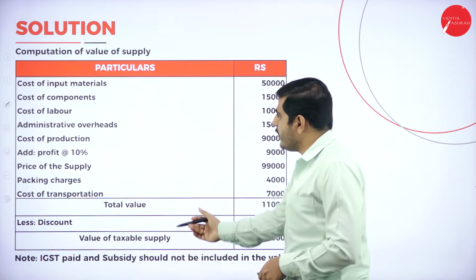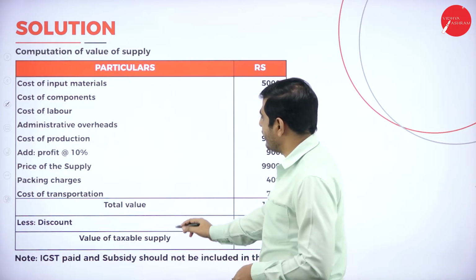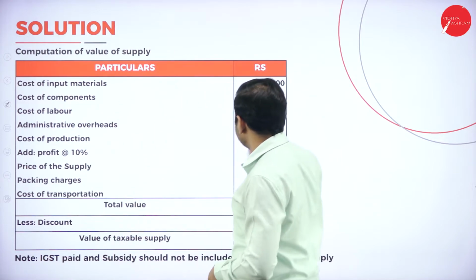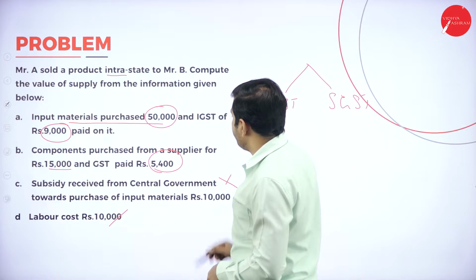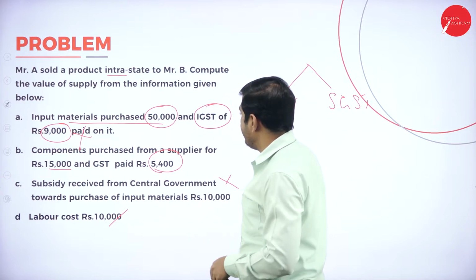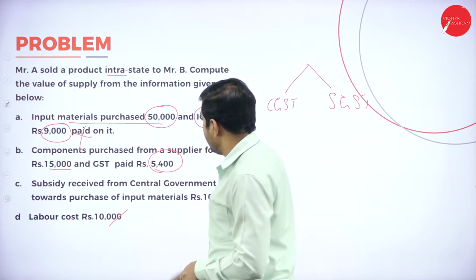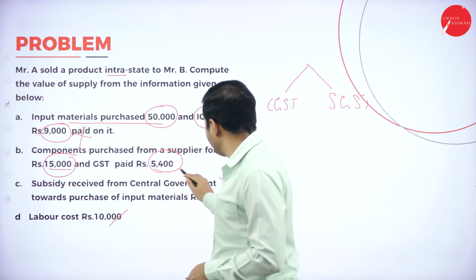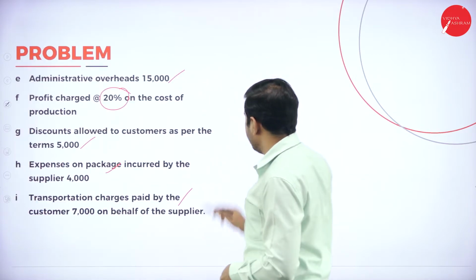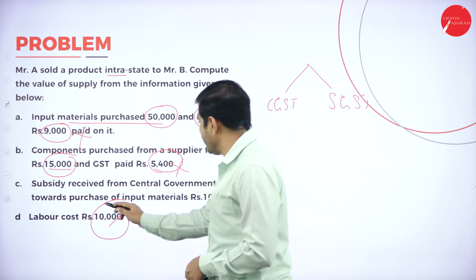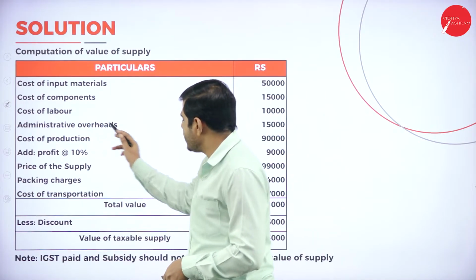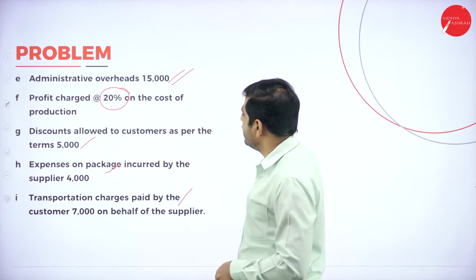So now calculation of the actual value of supply. The cost of the input is 50,000 rupees. Add cost of components. If we have paid any GST here, we should not take the GST. Any GST should not be applicable while calculating the value of supply. Next one, components purchased, we can add this. GST paid, don't take the GST. So the components are 15,000. Next one, cost of labor, we can consider. Subsidy given by the government we should not consider. Next one, administration overheads, we can consider.